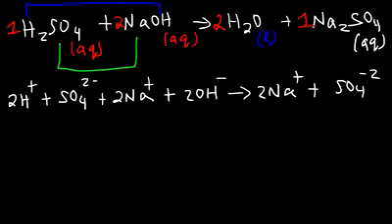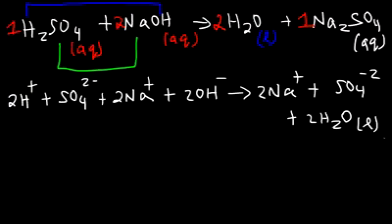So all of these ions, keep in mind, are in the aqueous phase. So you got to write AQ for each one. Now water is not an aqueous phase, it's a liquid. So therefore we're not going to separate it into ions. We're just going to leave it like this. So this is the total ionic equation.